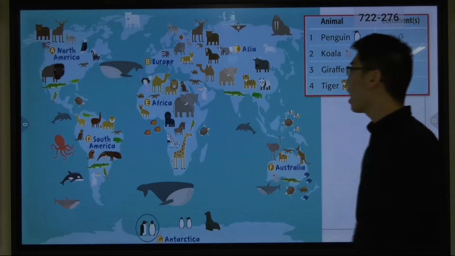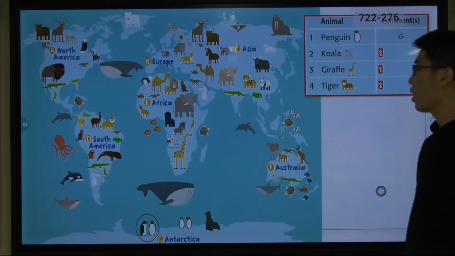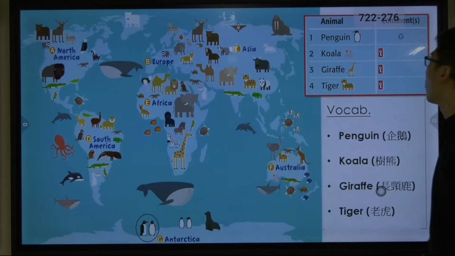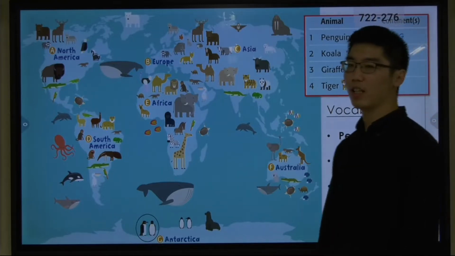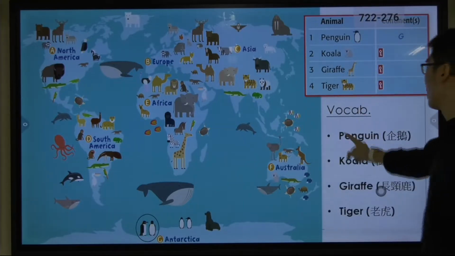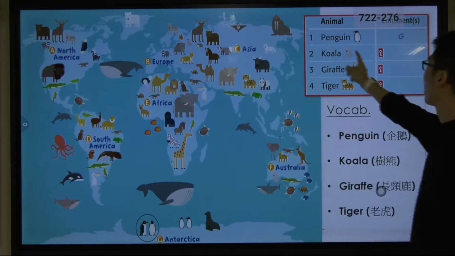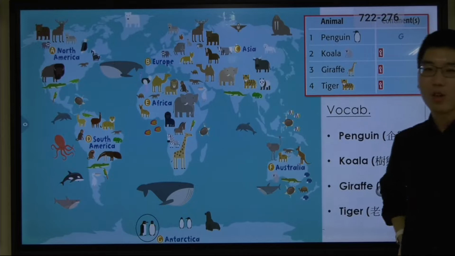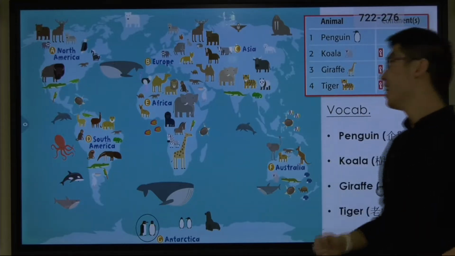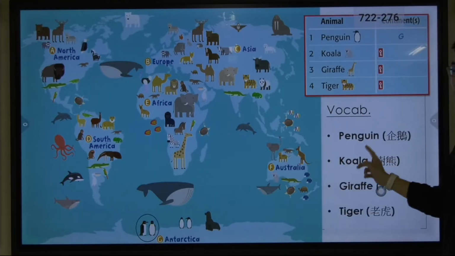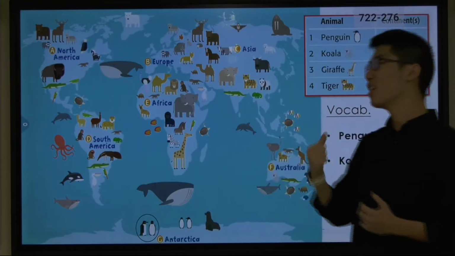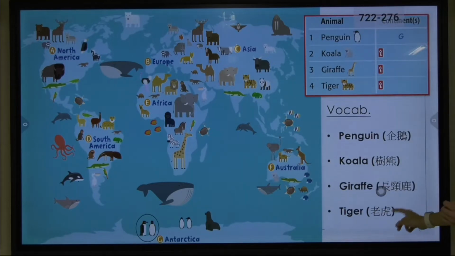For this exercise, we are going to find out where the animals live. The first one, we can see this little white and black creature. What is it? It is a penguin. The next one, koala. It's sleeping very lightly. Do you like sleeping like this, or are you still sleeping? Koala means 樹熊. And then giraffe, the neck is very, very long, so 長頸鹿. The last one is tiger.